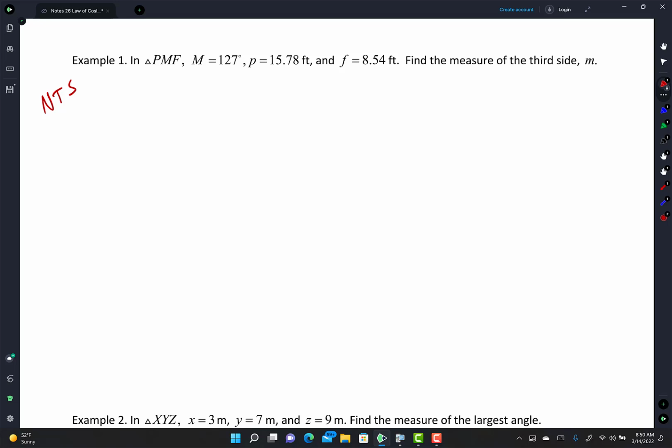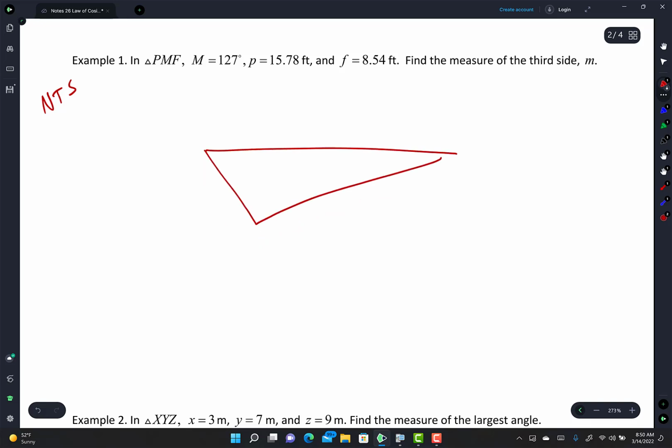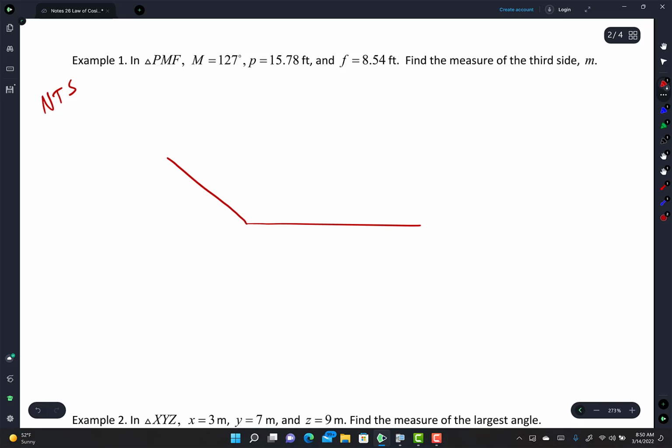They tell me triangle PMF. So I'm going to try to make it look like, I'm going to see, that looks like a right triangle. I want it to be obtuse. There we go. So this is angle M, 127 degrees. PMF. So this is little p.